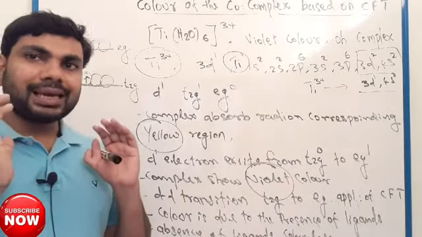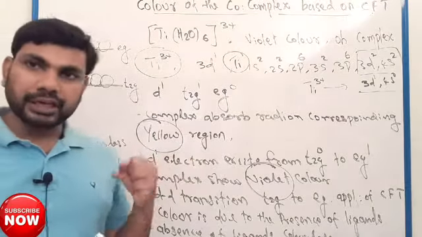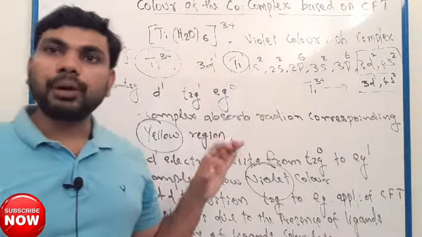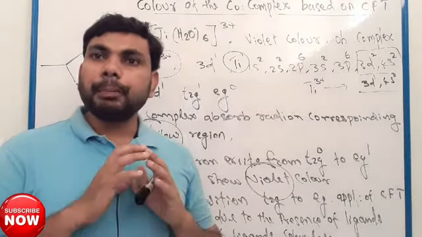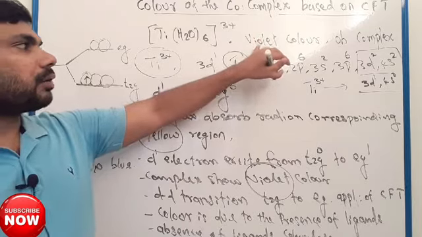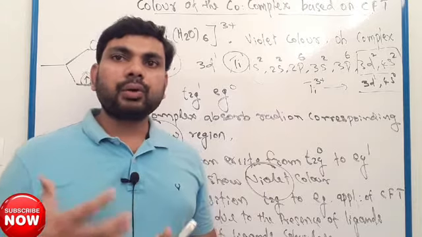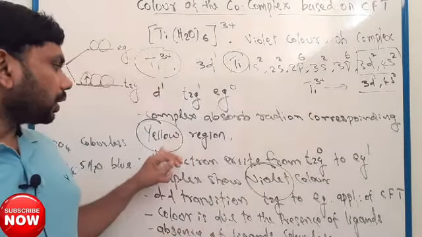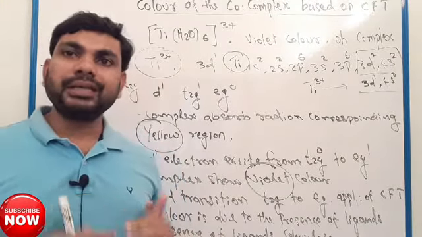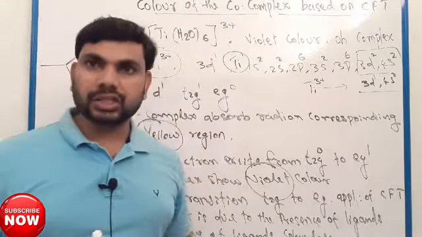When we pass light with a suitable frequency, this coordination compound absorbs radiation. It is given here that it is violet color. When you pass a beam of light, the complementary color of violet is yellow. You can check the color wheel. According to the color wheel, when the coordination compound absorbs radiation corresponding to yellow color, then it appears violet.